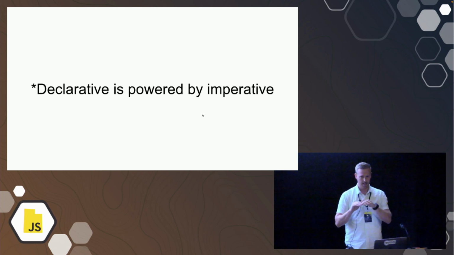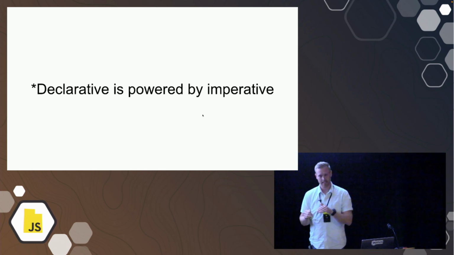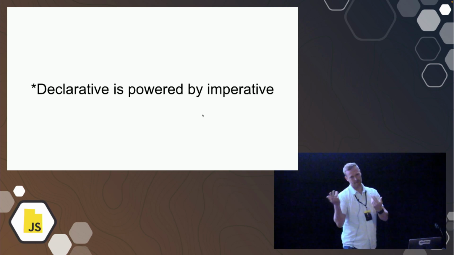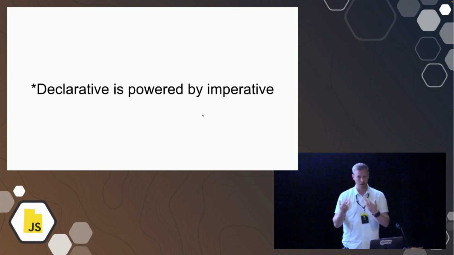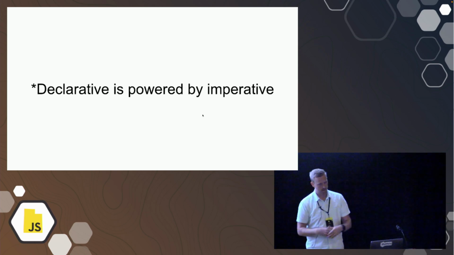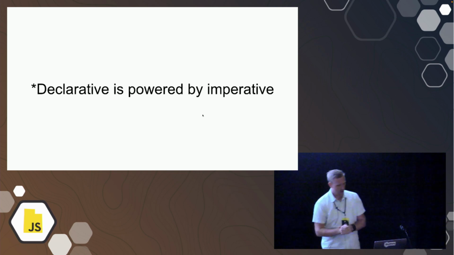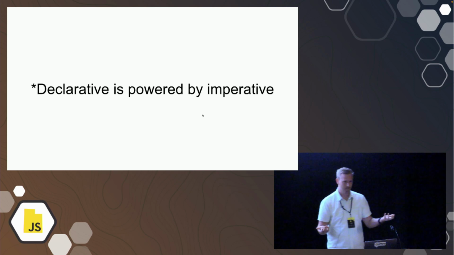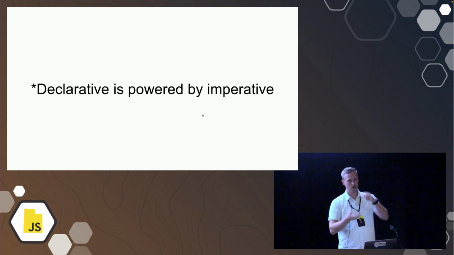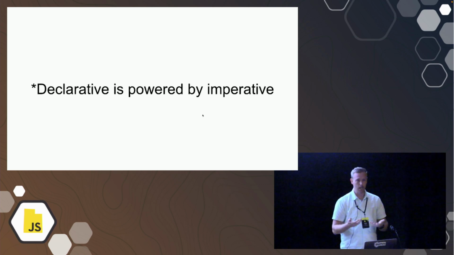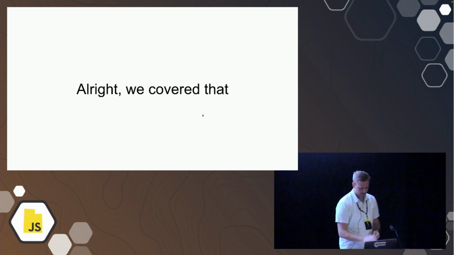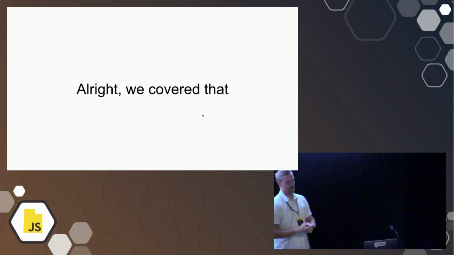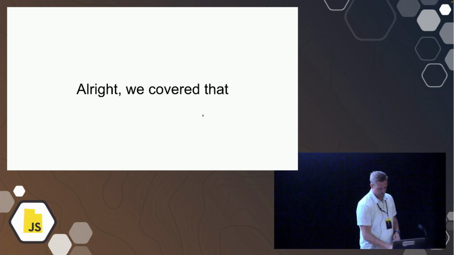Now, footnote, declarative code is powered by imperative. Eventually, you got to get to an imperative layer. And this usually is handled by the programming language, if you're in a functional programming language, or in the case that I had earlier, the browser doing the imperativeness of your declarative HTML for you. Or it might be handled by a library or a framework. Or sometimes you write the imperative code and you wrap it in something where you can use it in a declarative fashion.